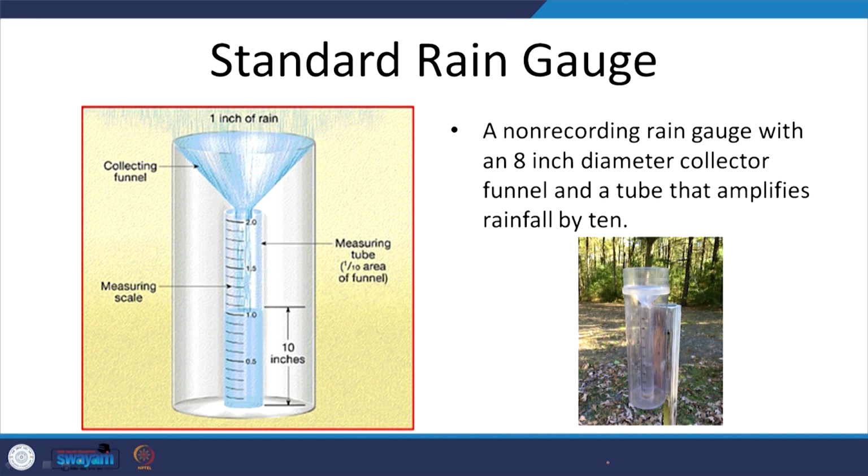So, the standard rain gauge is the instrument which is used to measure the average amount of rainfall. So, what does it contain? It contains a small measuring tube on which the scale is drawn in inches, and you call this a measuring tube where the water is collected with the help of a funnel, whose diameter is given. So, this is the collecting funnel which collects the water. This has to be obviously kept outside where it rains, right. So, a non-recording rain gauge with an 8-inch diameter collector funnel and a tube that amplifies the rainfall by 10. So, this is the basic description of the equipment.